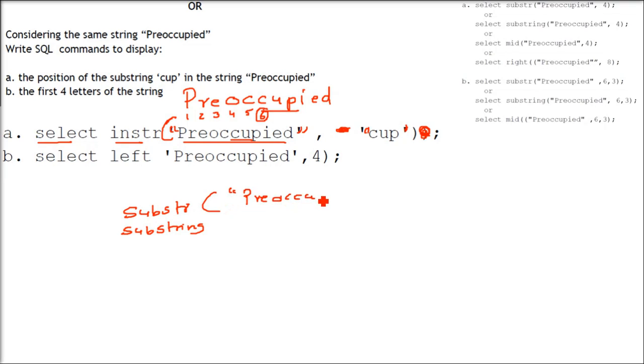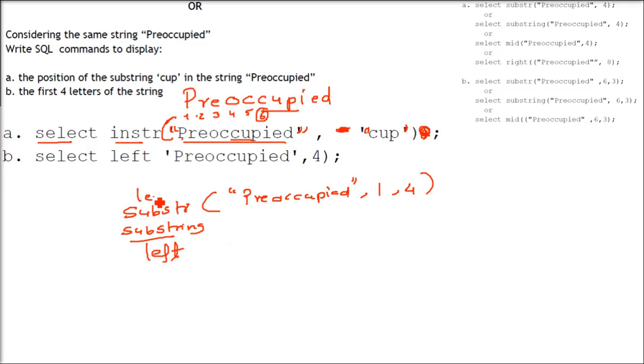So see, first of all, substring and substr preoccupied. Now you'll start from 1. You start from 1 and you go up to 4. So 1, 4. It will give you the same result, which is, substring and substr will work like this. It will give you the first 4 letters, that is PREO.